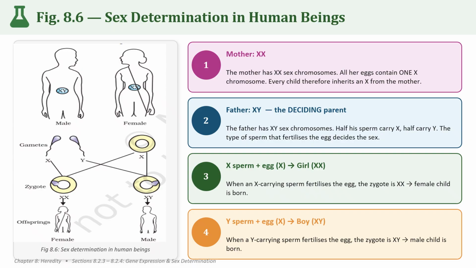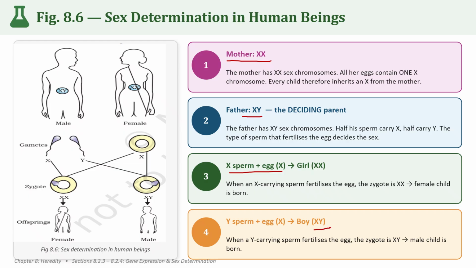Sex determination in human beings. How is the sex of a child determined? The mother always contributes an X chromosome through the egg. The father contributes either an X chromosome or a Y chromosome through the sperm. If an X-bearing sperm fertilizes the egg, the child will be a girl, that is XX. If a Y-bearing sperm fertilizes the egg, the child will be a boy, that is XY.